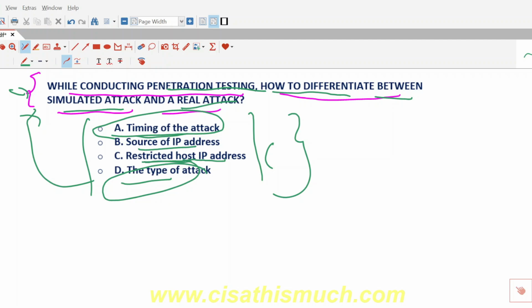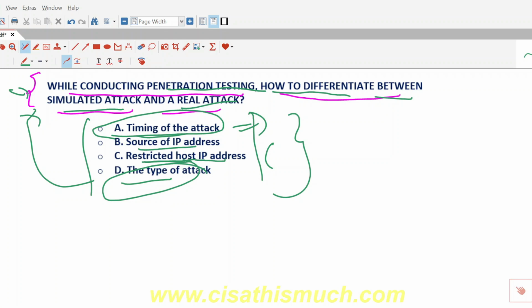So what is the primary reason? The primary reason is we don't want to disrupt our business operations. That's the primary purpose. The secondary usage is that it can help us: if an attack is happening during the business hours, it means it's a real attack happening. But the primary reason is not that.